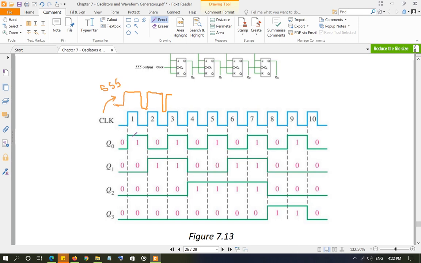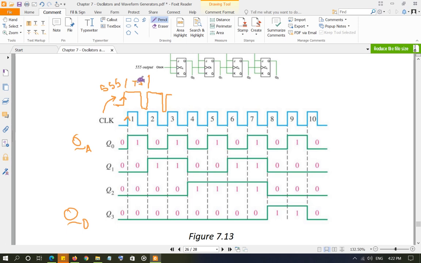And as you can see, the output of Q naught, they're showing Q naught, we're doing QA because these are from different websites that I copied. The output of Q naught is changing at the positive going transition of the clock. So the negative going transition does not really matter, irrespective of when it comes.